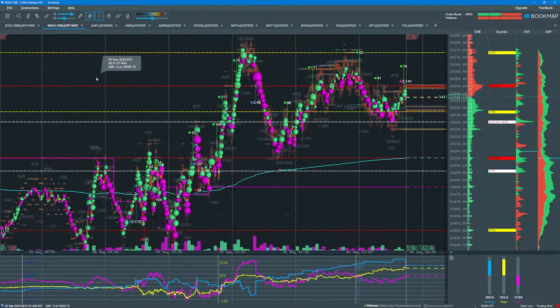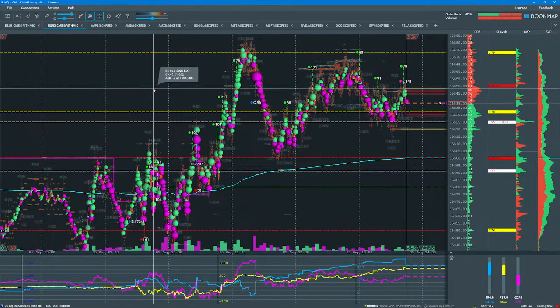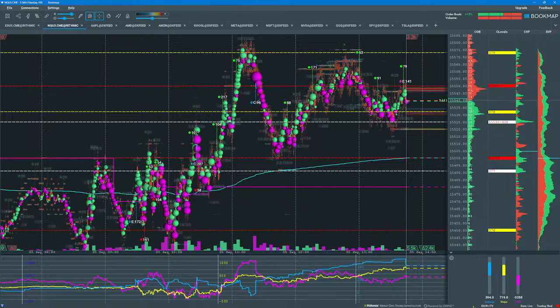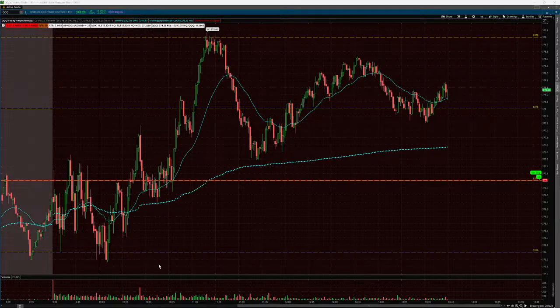Key levels in play for today. Here's Nasdaq. NQ futures and Bookmap. I'm going to take a look again at a couple of charts. First of all, isolate QQQ levels. And typically the QQQ round numbers are pretty important for Nasdaq.